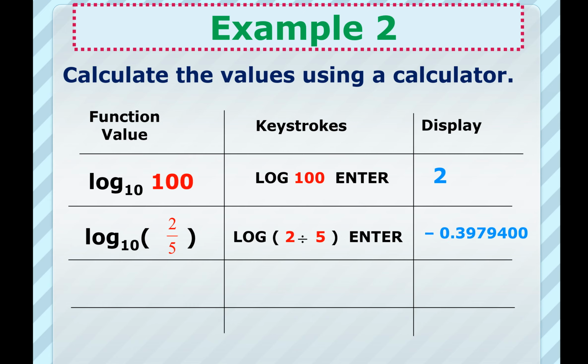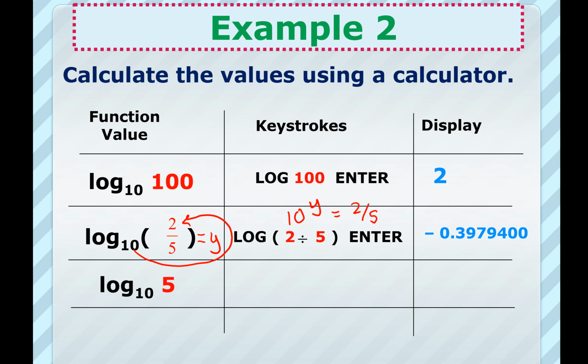You should get -0.3979400. Now let's just think this through. If I thought of this as y, it's saying 10 to what power is 2/5? Well, to give you a perspective, 10 to the 0 power is 1. It's less than that, so it's got to be a negative. That's why we come into that. Negative exponents are also often going to yield values smaller than 1. Okay?